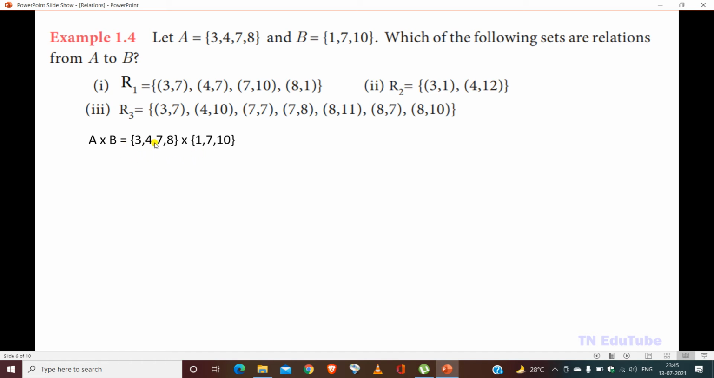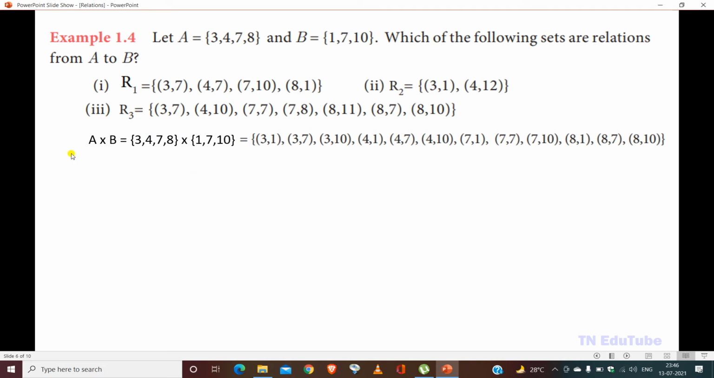A cross B means the set of ordered pairs where the first element belongs to the first set and the second element belongs to the second set. So you get (3,1), (3,7), (3,10). Like that, (4,1), (4,7), (4,10), (7,1), (7,7), (7,10), (8,1), (8,7) and (8,10). So this one is A cross B.